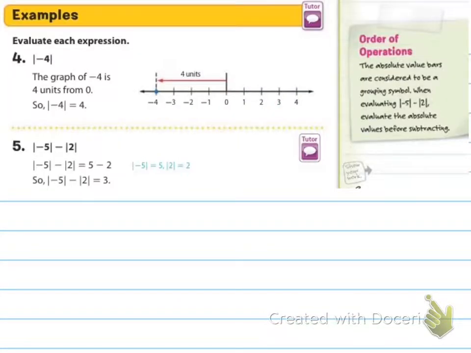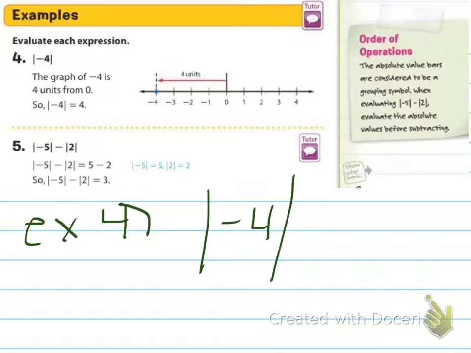So example number 4 says evaluate each expression. And so I'd like for you to write example 4, and that's going to be the absolute value of -4. And you have to know the difference between parentheses and absolute value symbol, okay? They're two different things. There's also such things as brackets, and those are not absolute value symbols. And there's also these type of brackets, and those are not absolute value symbols. Absolute value symbols are just the straight up and down lines.